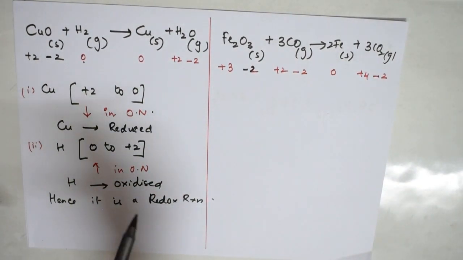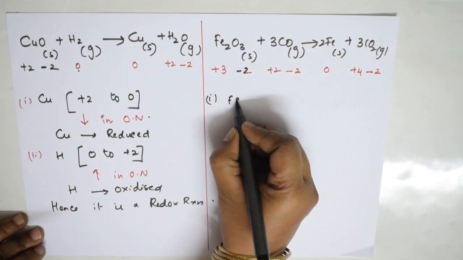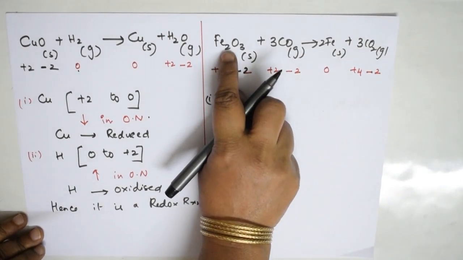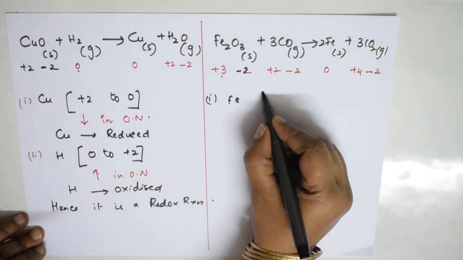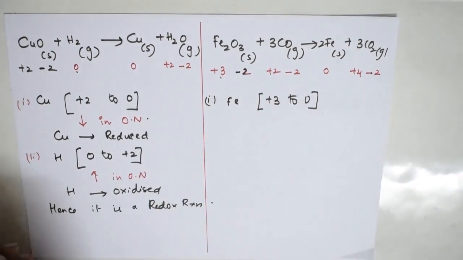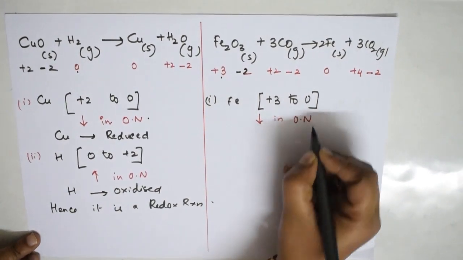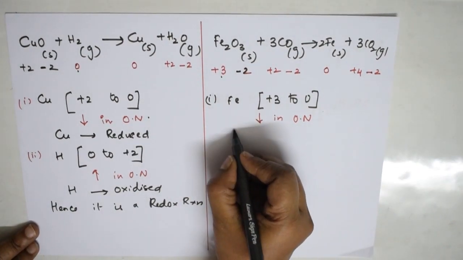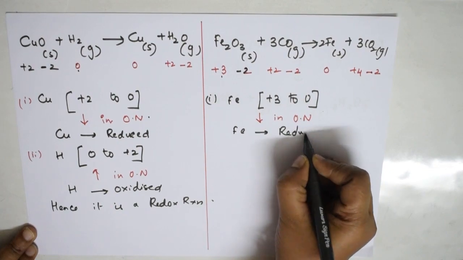Right. Now, first let us take the case of iron. In Fe2O3, this iron, what happened? From +3 it has become 0. So there is a decrease in oxidation number. Correct? When there is a decrease in oxidation number, Fe has got reduced.